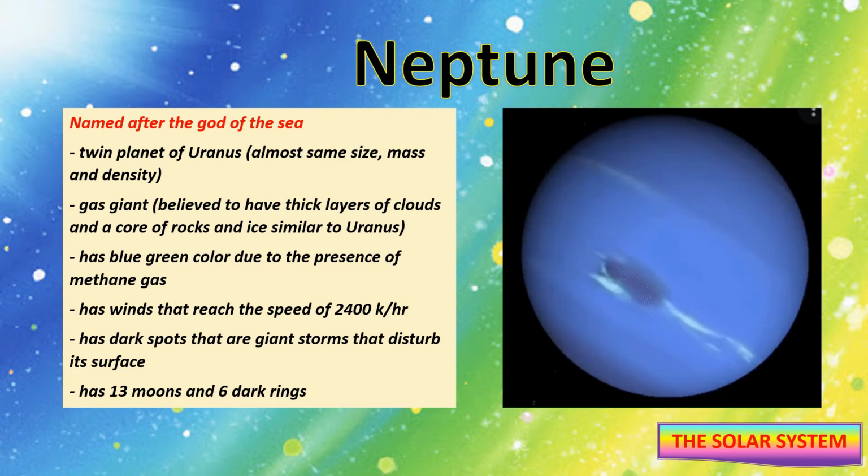It has winds that reach the speed of 2,400 km per hour. It has dark spots that are giant storms that disturb its surface. It has 13 moons and 6 dark rings.